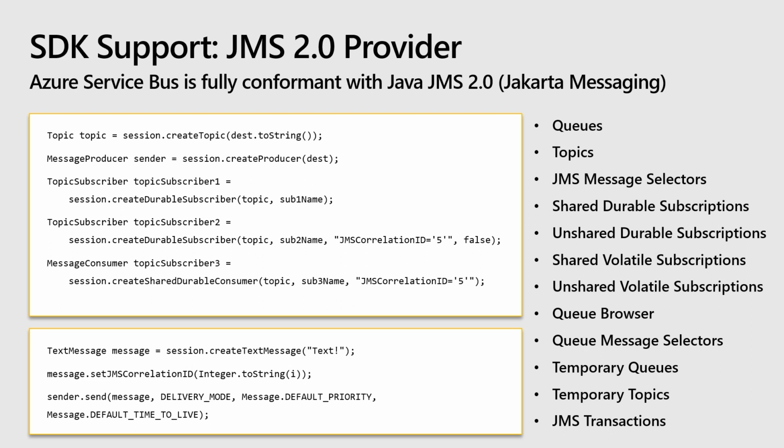Through Java, you get queues, topics, you get message selectors like the filters that I just talked about for the Service Bus topics, various subscription models. The subscription model that you usually have on Service Bus in the APIs is a shared durable subscription. And then there are these other models which are specific to the JMS model. Queue browsing, you can also peek on Service Bus queues and Service Bus topics.